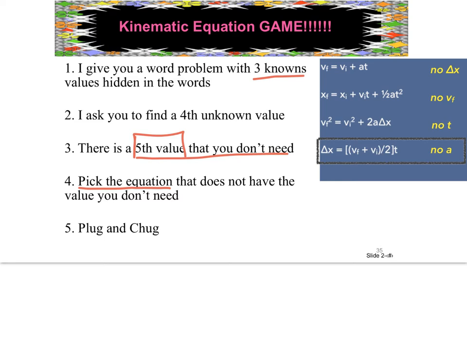So that's what this list is right here. If I look at this one right here, final velocity, initial velocity, acceleration, time, it does not contain delta x. So if this fifth value I do not need is delta x, then I pick this one. Because if I have three knowns, let's say it's final velocity, initial velocity, and acceleration, and I have a fourth one I'm trying to answer, let's say that's time, then I can plug in those three values and solve for time. And same thing here. This one does not have final velocity. And this one does not have time. And this one does not have acceleration. Next step is you're going to plug it in and then solve algebraically, hopefully correctly.